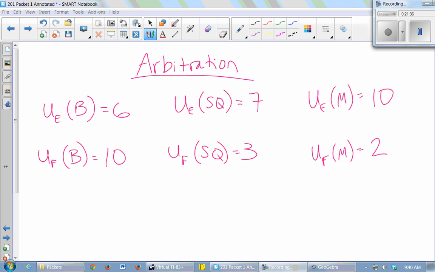So his order of preference is exactly the opposite of Ellen's, right? He would most like to go to the beach. He ranks that at 10 hearts. Then he would stay home, ranks that at 3 hearts. And then he would go to the mountains, 2 hearts.